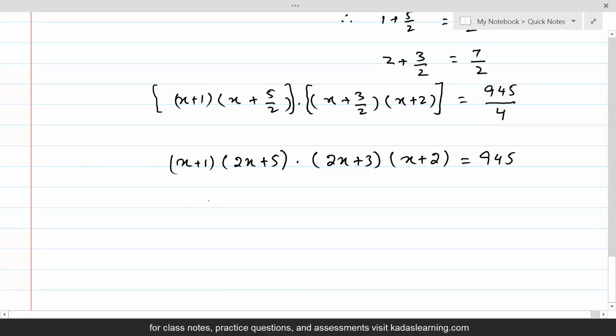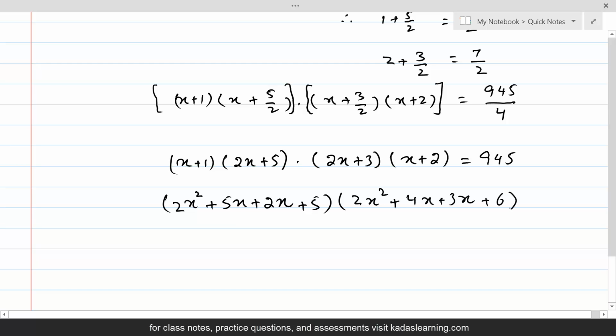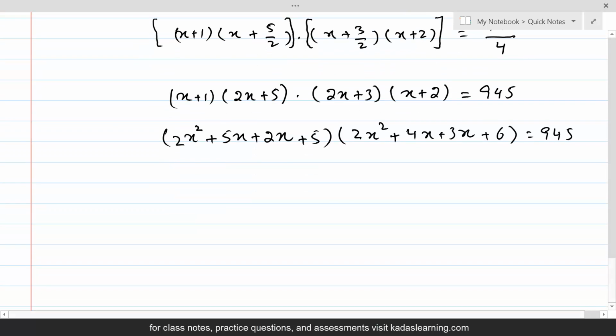We are going to multiply this: (2x² + 5x + 2x + 5) into (2x² + 4x + 3x + 6) equal to 945, and upon simplification we'll have 2x² + 5x + 2x, that will become 7x, so that will be (2x² + 7x + 5) into (2x² + 7x + 6) equal to 945.